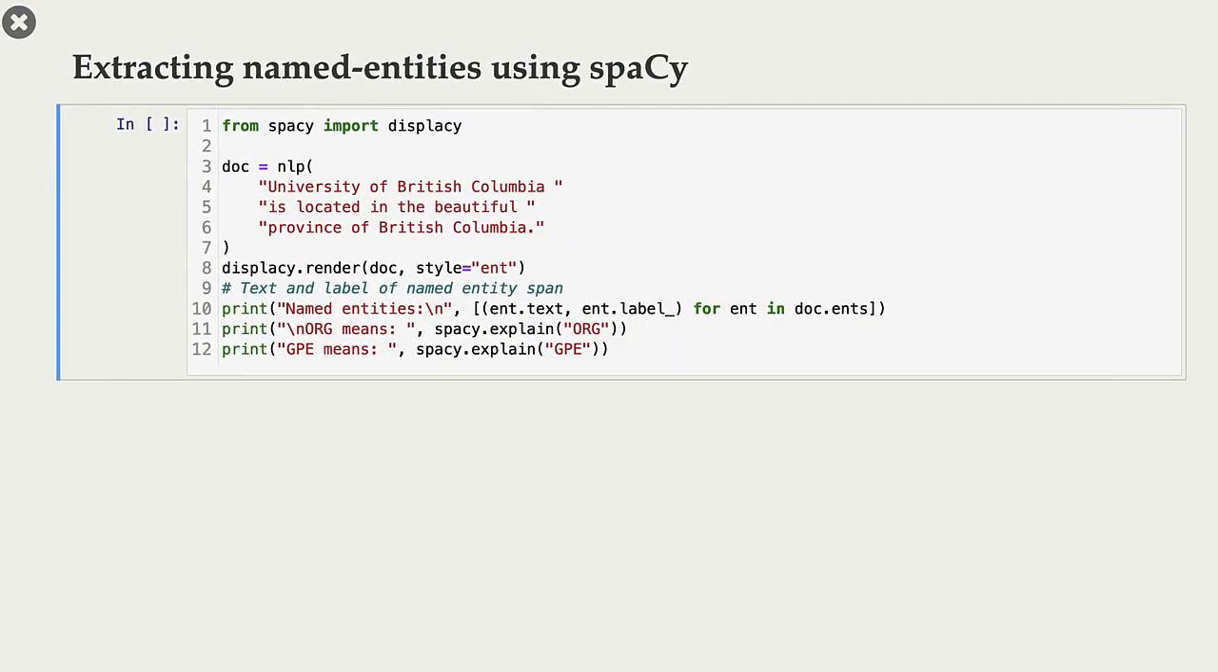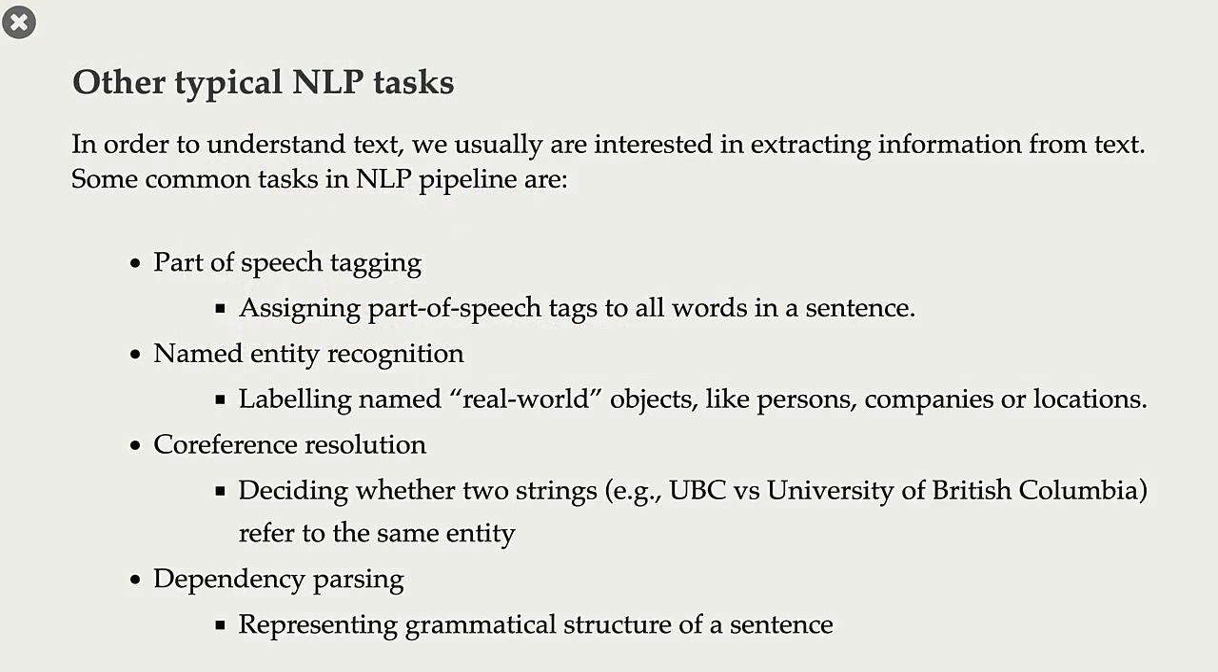Usually, given text data, we are interested in extracting information from the text. We want to know who did what to whom. So there are some common tasks in an NLP pipeline. Some example tasks are part of speech tagging, named entity recognition, coreference resolution, and dependency parsing. Now we are not going into details about these tasks because each of these tasks would be a separate lecture on its own, and we don't really have time to do that. So here I'm just going to describe each of these tasks in one sentence.